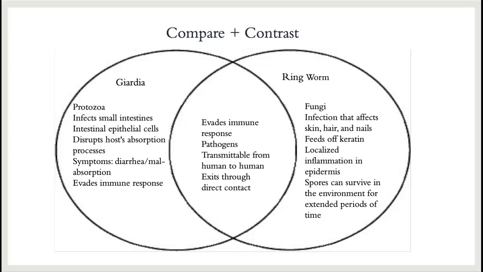This is contracted through direct contact with humans, animals, and contaminated objects, and the spores can survive for extended periods of time in the environment. And lastly, the comparison between the two is that both evade the immune response, they are both pathogens, they are both transmittable from human to human contact, and they exit through direct contact.